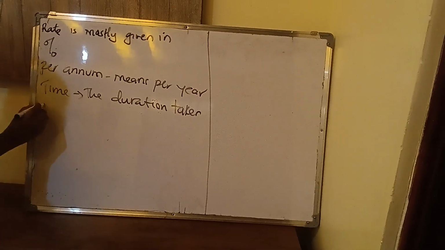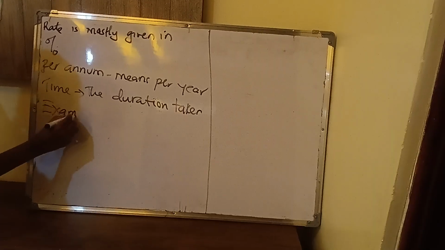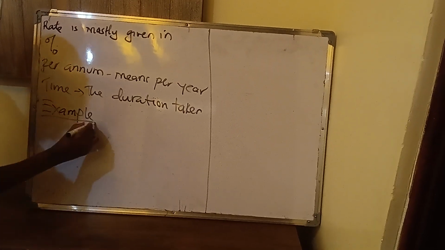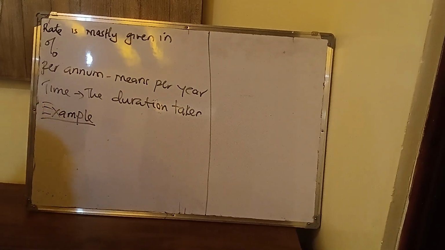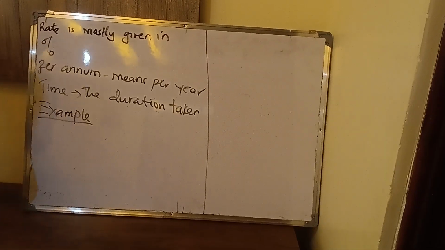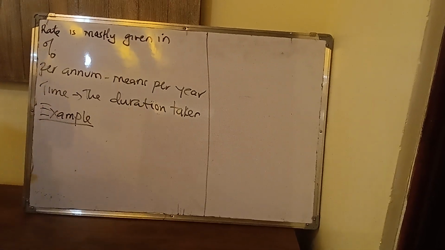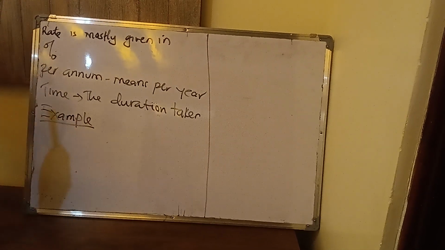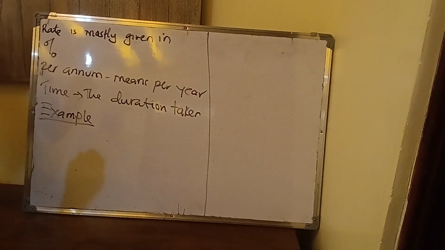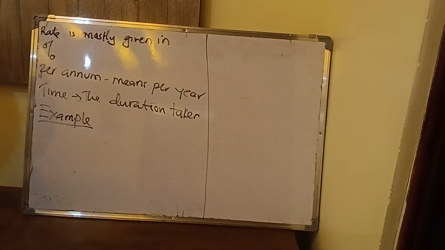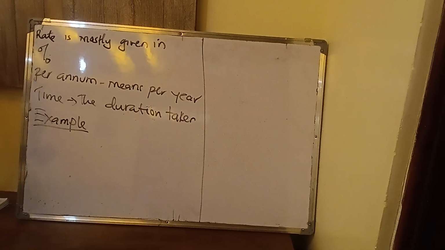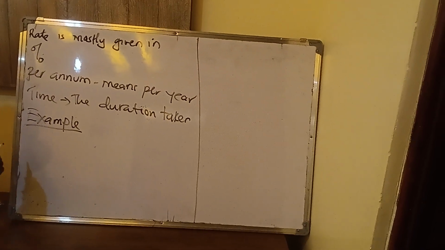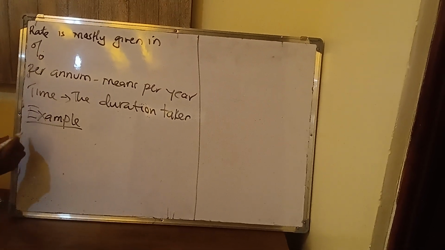So today I want to have an example on how to get an interest given the principal, rate and time, and then you are asked the simple interest. You use the formula that I have given you. Simple interest is given by principal times rate times what? Times time. So we are going to have an example here whereby we are going to see how we can do and get a simple interest.